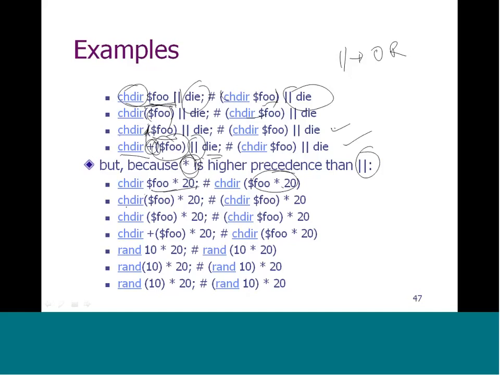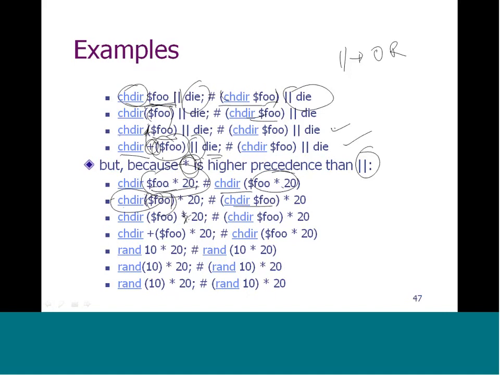So again, when you do the chdir $foo, that's the same as before. Here you can see that the first statement and the second statement are the same, whereas here the first statement and second statement are different. But the second and the third are the same, because now the parenthesis takes precedence over the star, so that $foo is associated with chdir instead of 20, whereas in the first statement, without any parenthesis to modify the precedence, the foo is assigned with 20.